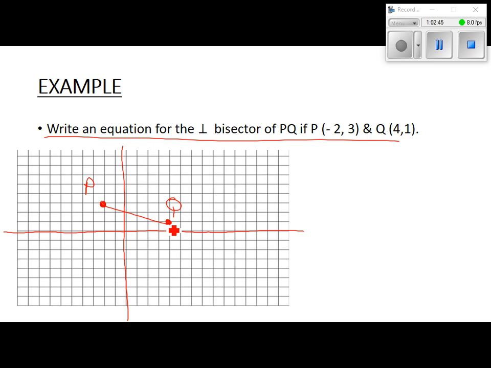We're actually trying to write the equation of the line that's the perpendicular bisector of that segment. So I did number 1, I graphed it. What did number 2 say to do? Find the midpoint. So I'm going to take these points and find the midpoint. Remember, to find the midpoint, you add the x's, divide by 2, add the y's, divide by 2.